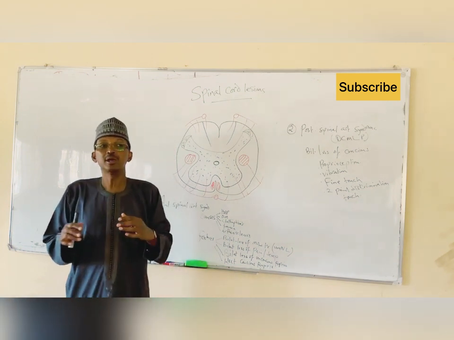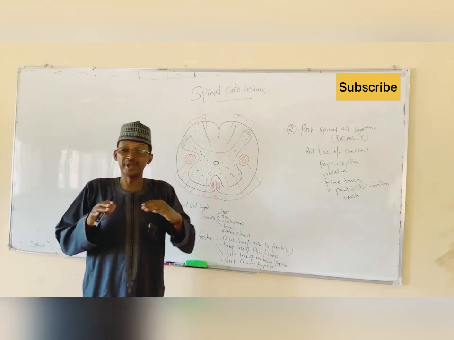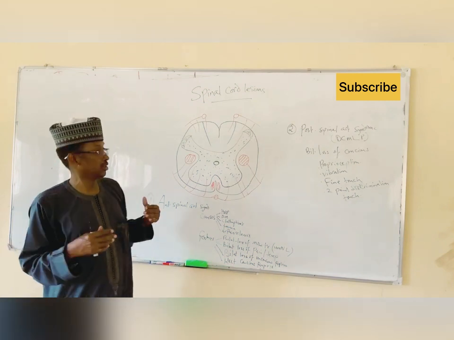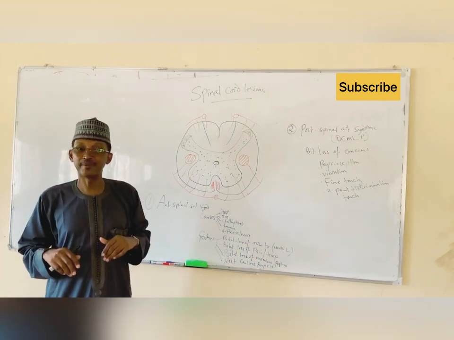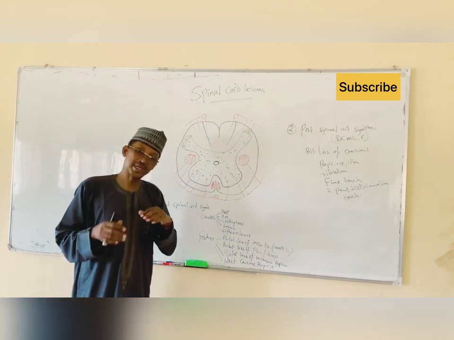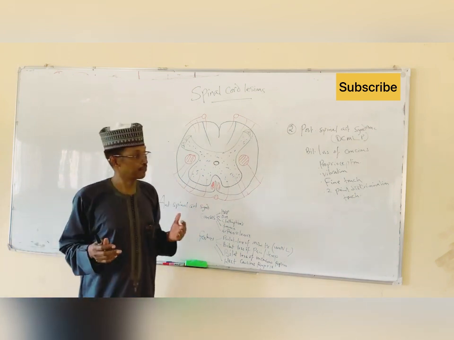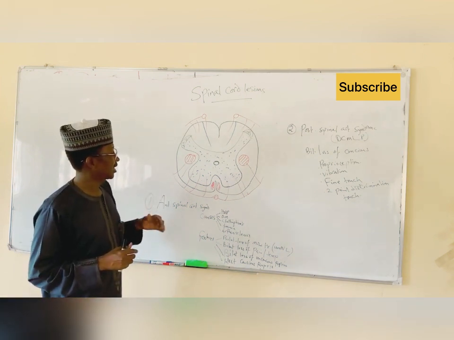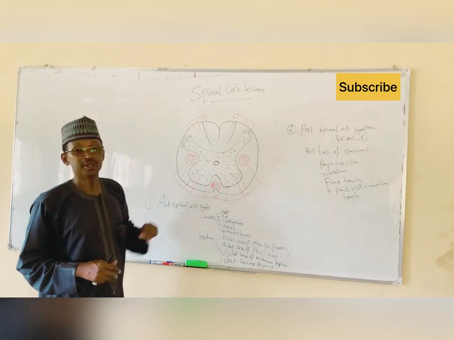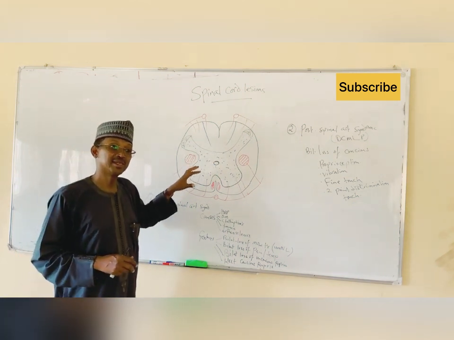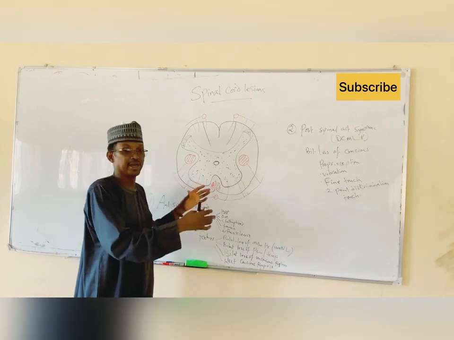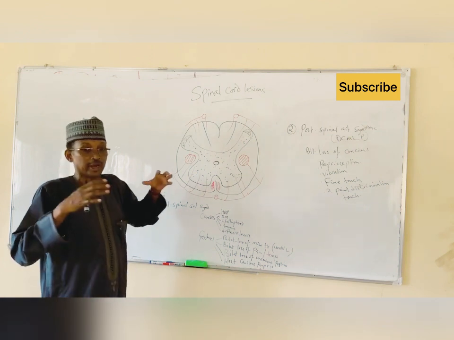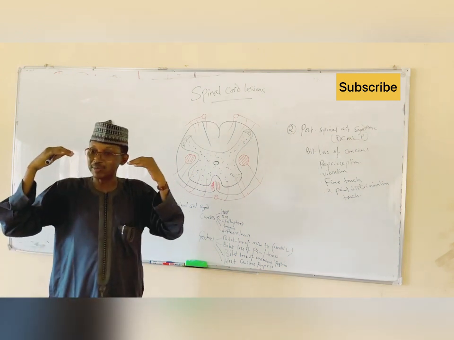Even the size of the gray matter and the shape of the gray matter at different levels, either at the cervical region, thoracic region, or at the lumbar region, all these differ. You get it? So the spinal cord, just like the brain itself, has both gray matter and white matter. The gray matter component of the spinal cord is located inside. The white matter component is located outside. That is the difference between the brain and the spinal cord. In the brain, you have the gray matter outside, and then you have the white matter inside.